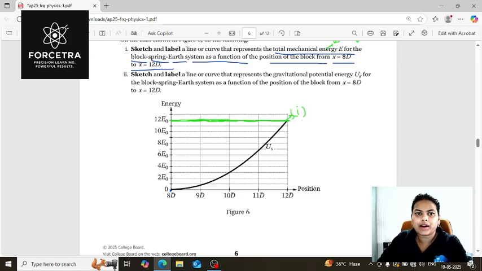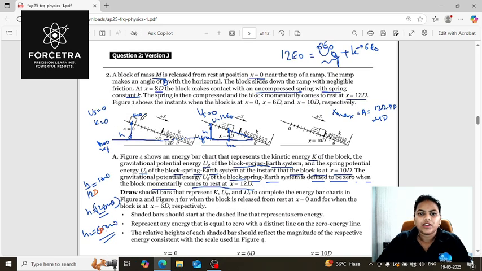And for the second part, sketch and label a line or curve that represents the gravitational potential energy UG for the block-spring-Earth system as a function of position from x equals 8d to x equals 12d. So at this point, 8d, the block is at this position, and this is the position where the block and the spring are just touching each other and there is no compression in the spring. So the energy which the block has is the kinetic energy plus the gravitational potential energy.